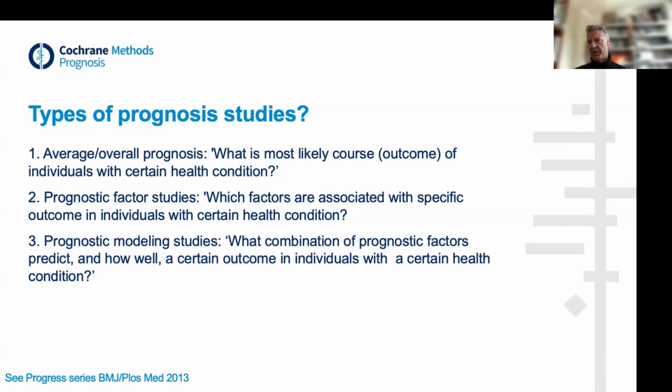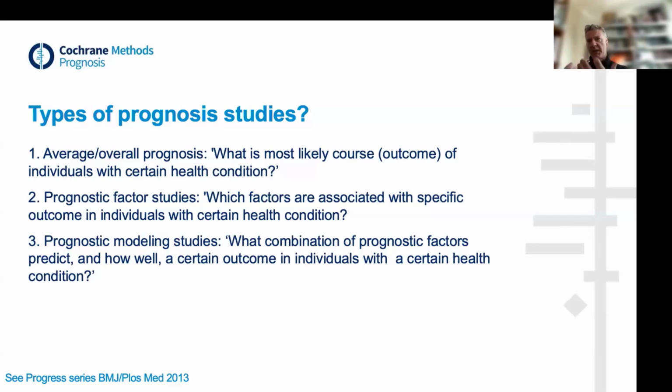And the third one is prognostic modeling studies. Prognostic modeling studies are not the same as the second type, but really something else. That's rather studies that are trying to develop a tool or an algorithm, if you like, a combination of prognostic factors, to illustrate and to quantify how well that combination of these factors can predict the future in individuals with a certain health condition, to predict a certain health outcome.